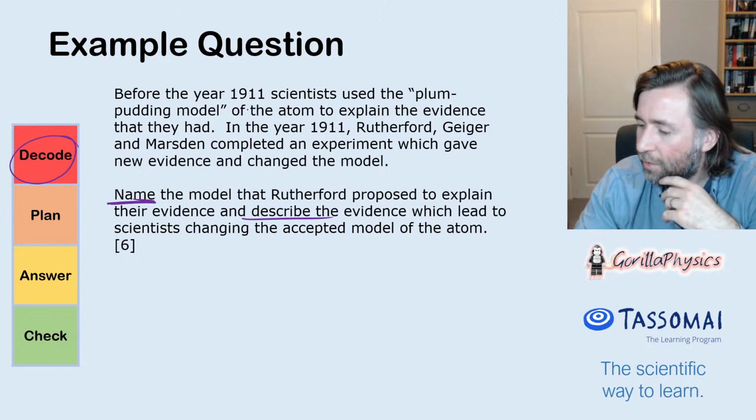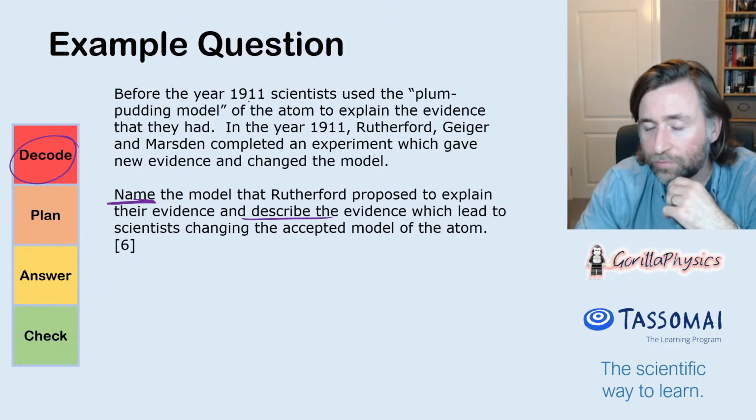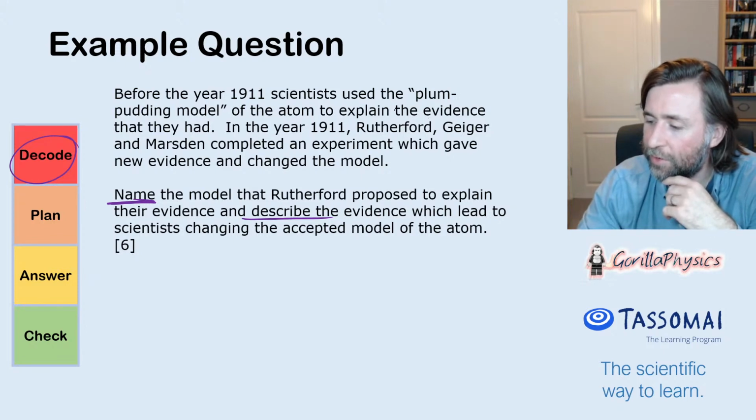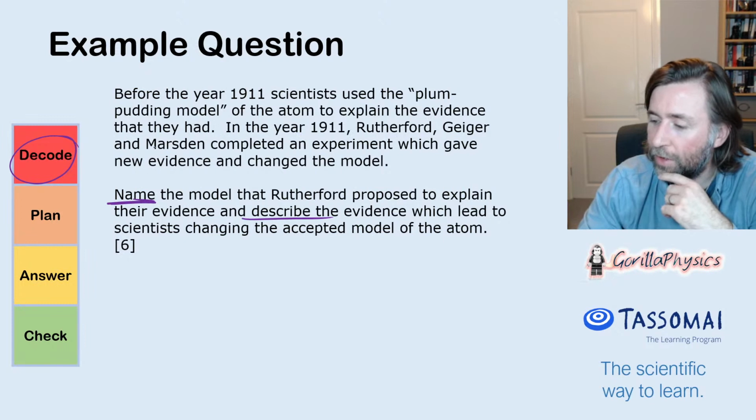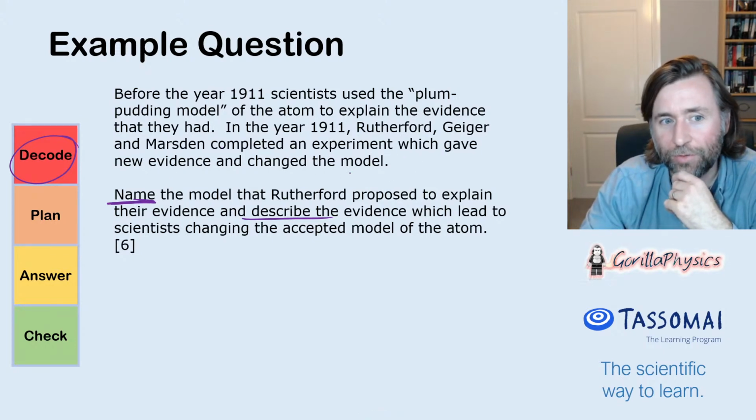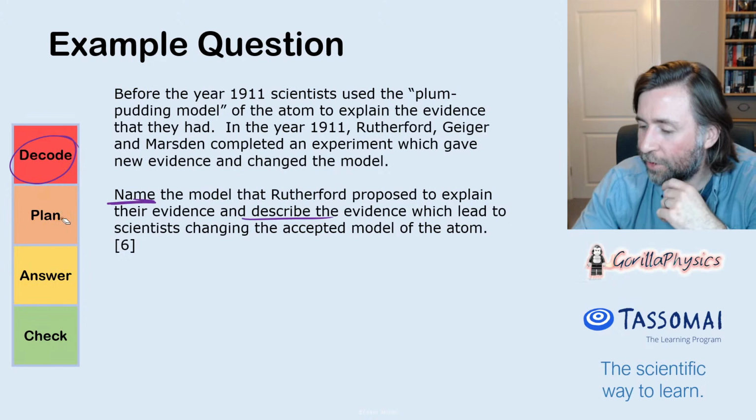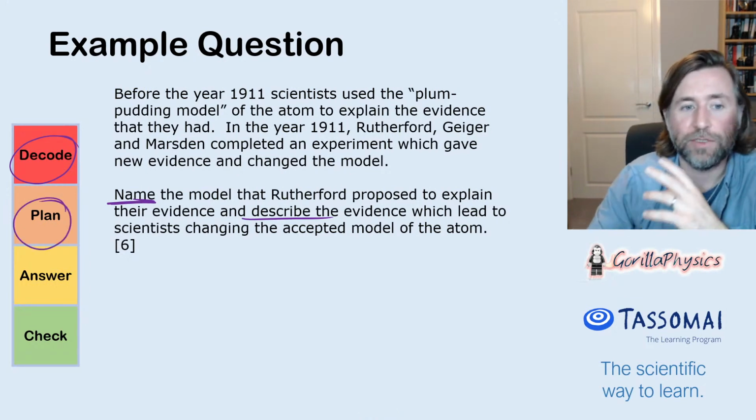Before the year 1911, scientists used the plum pudding model of the atom to explain the evidence that they had. In the year 1911, Rutherford, Geiger, and Marsden completed an experiment, they haven't told me the name because I've got to name it, which gave new evidence and changed the model. So now we're going to plan. Now this is a 6-mark question, it's crucial.